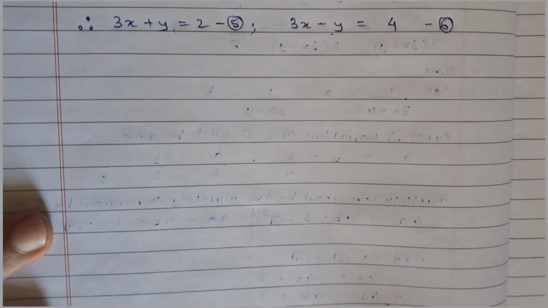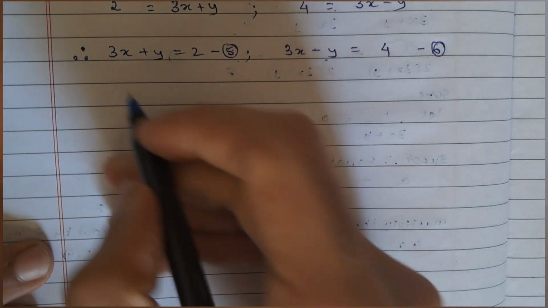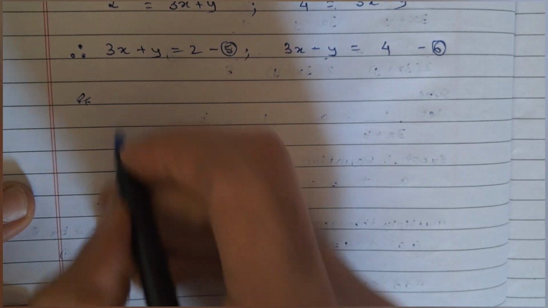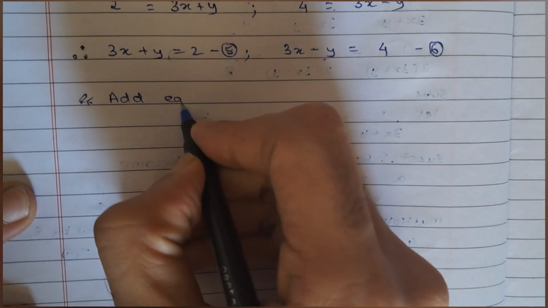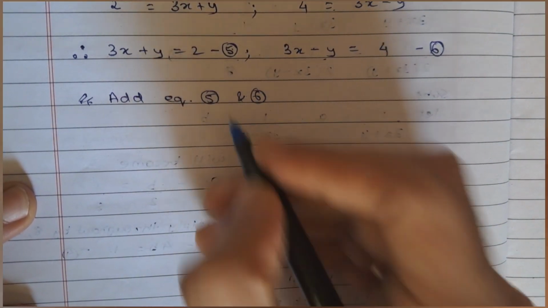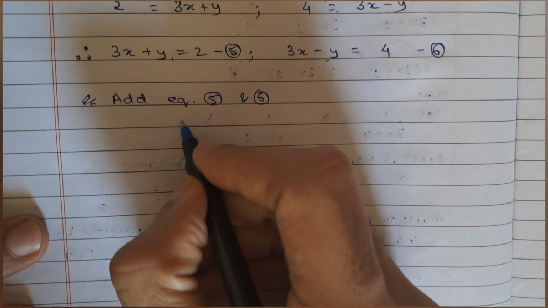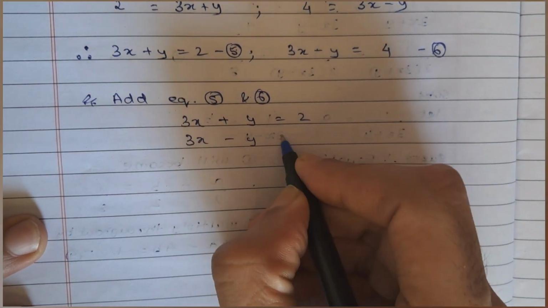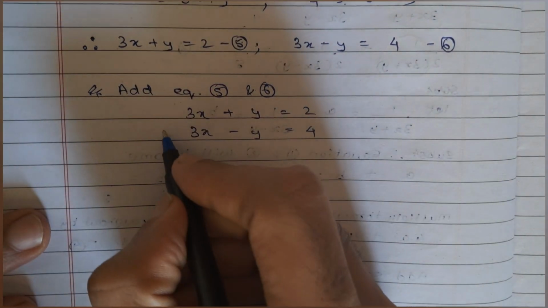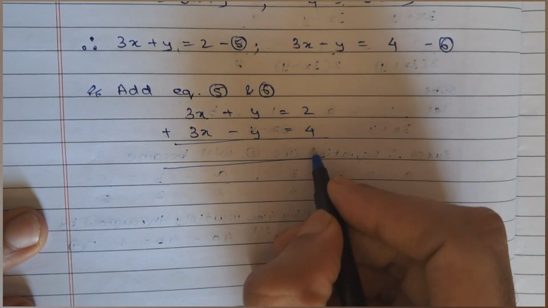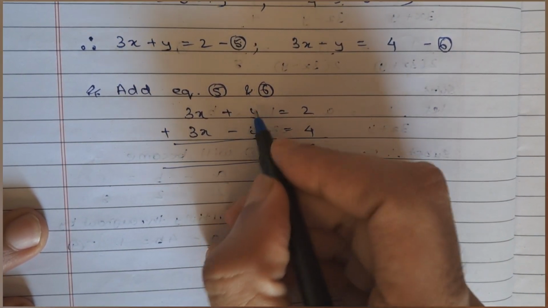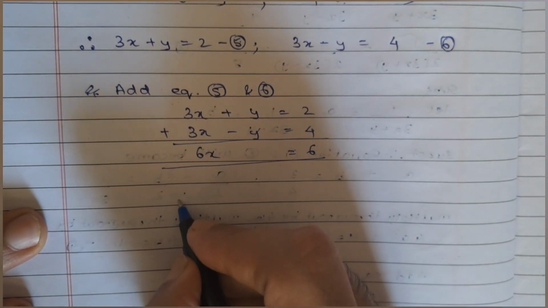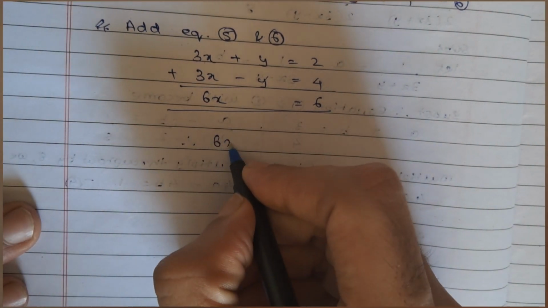Again the same scenario occurred, you can either add or subtract, both will give you the result. So I always prefer adding over subtraction. So I will say, add equation 5 and 6. Let's see, when I add both of them, what will happen? I will write 3x plus y is equal to 2 above, the next equation 3x minus y equal to 4 below, and I will simply start adding them. This will give me 6. The y terms are the same term with different signs, so they will get cancelled, and 3 plus 3 gives 6x. So I have 6x is equal to 6.